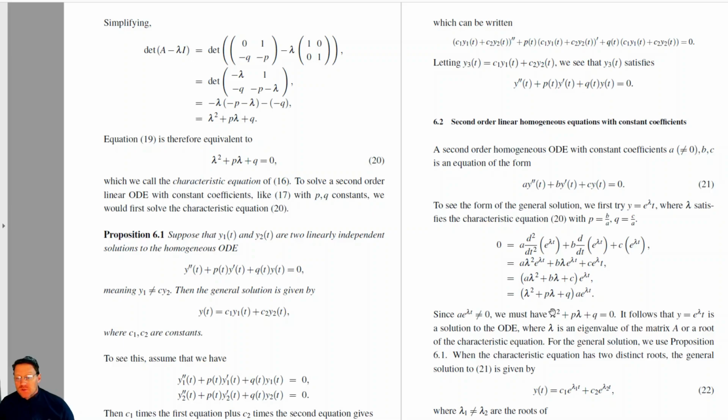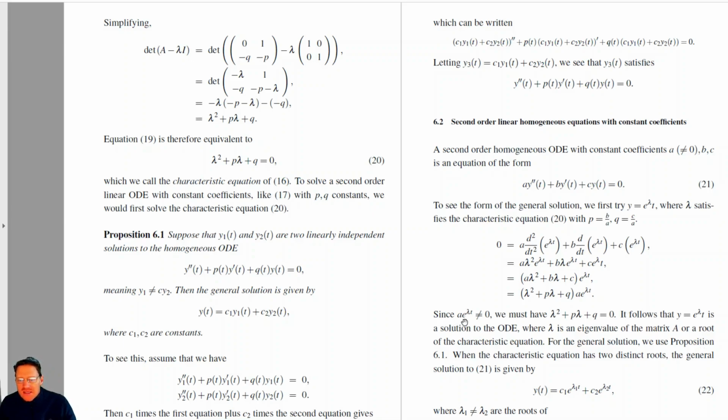Which is meant to be equal to 0. So what we have is that, yes, we see indeed e to the lambda t is a solution to equation 21. And there's another typo up here, right? The t should be up in the exponent. Okay.